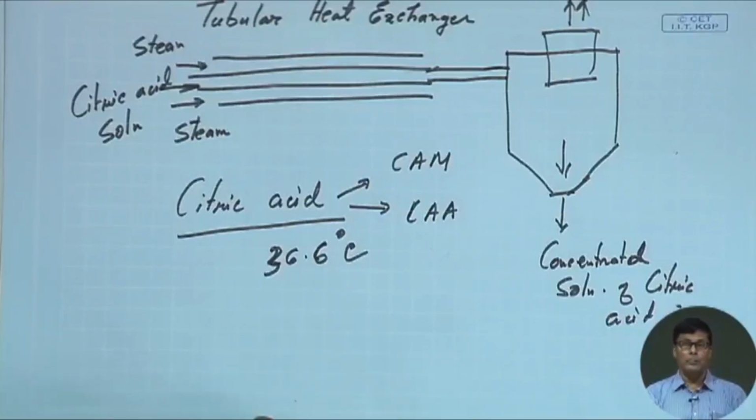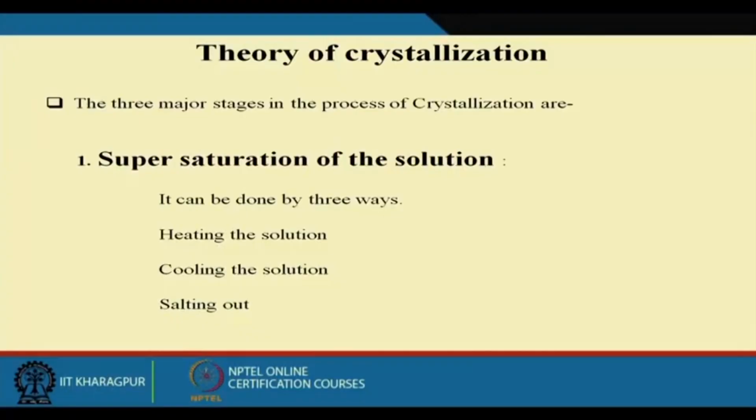So usually at low temperature, crystal formation takes place, and we prefer that to produce more crystals. That is why we usually carry out the initial crystallization at low temperature, so that we can produce the CAM, and later on we can convert CAM to citric acid anhydrous by keeping the mother liquor, which contains about 30% citric acid, at 40 degrees centigrade. So this is how we can do that. This is the separation of the crystals. We can say it is a salting out.